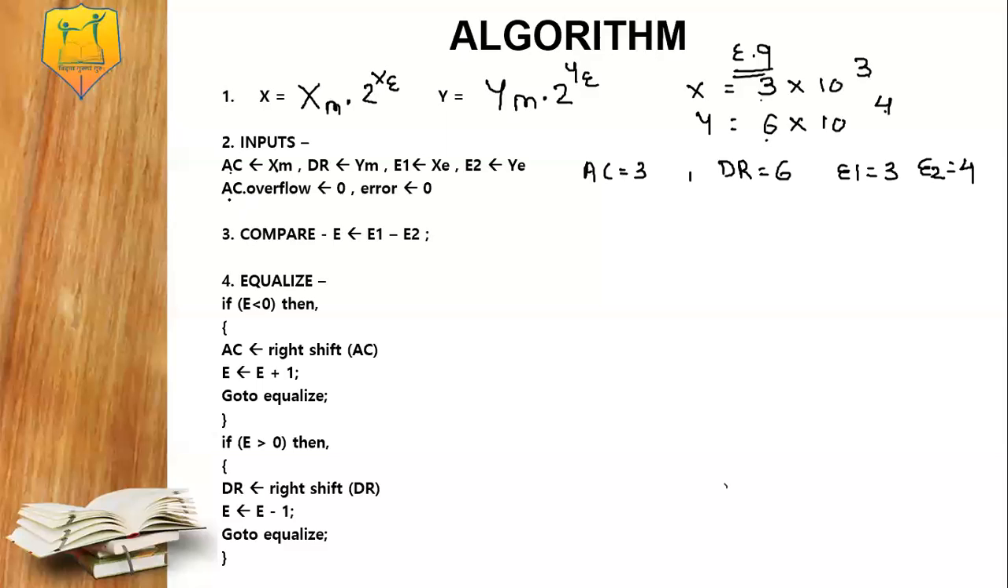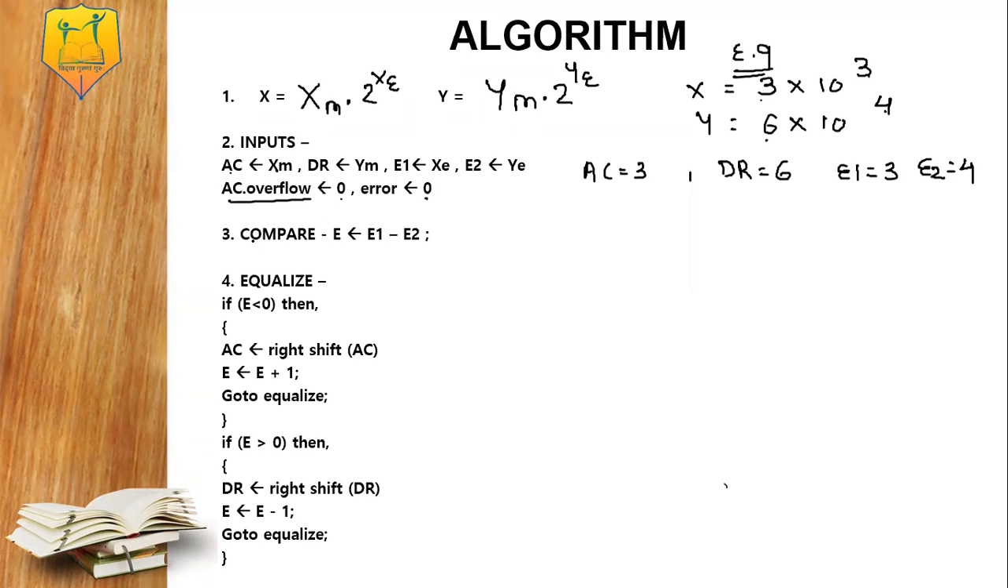Okay, AC dot overflow. Guys, what is this AC dot overflow? I will explain it later, but till then, you just understand it is a flag. Flag initially 0. If there is an error, then error is also initialized to 0. Okay, if later an error is produced, it becomes 1. So, if error is 1, you have to just end the process. But my error is 0 right now, so obviously I can go through the process.